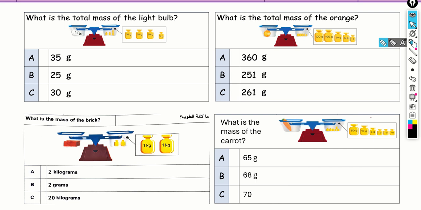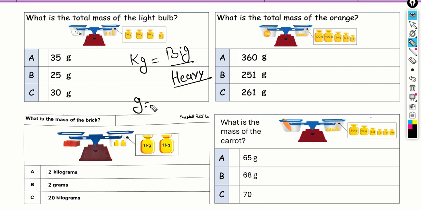Okay, now let's talk about kilograms and grams. Now what about when I say kilogram? Kilogram means big and heavy. And when I say gram, it means small and light weight. You remember in the classroom we discussed this. So you have a light bulb, so obviously it is in grams, right?